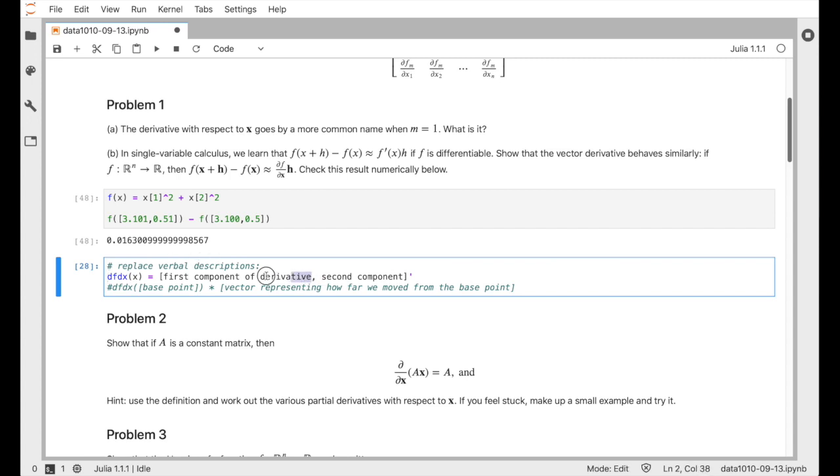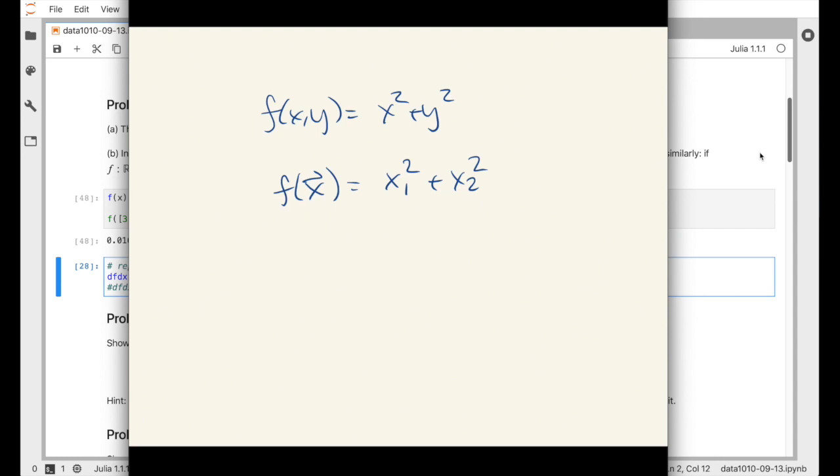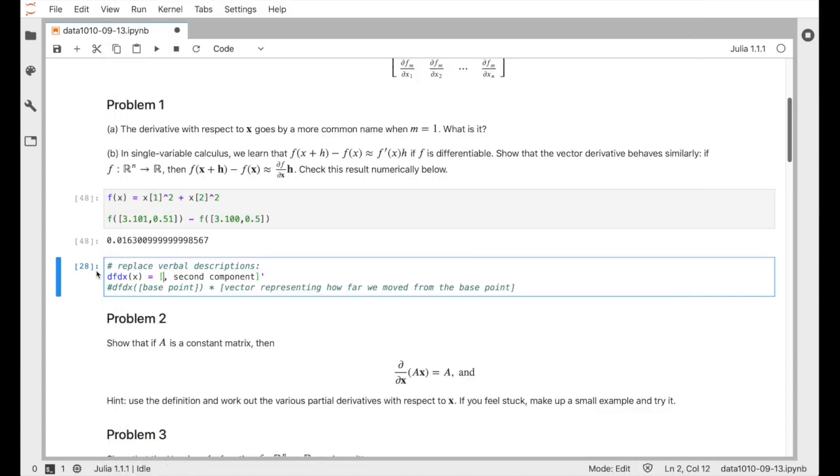So the derivative of f with respect to x, the first component is going to be, maybe it's easiest to think about in this representation. The first component is going to be 2x, because if you differentiate x squared plus y squared with respect to x, you get 2x. Similarly for the second component, 2 times the second component of the input. So coming back over here, the first component is just going to be 2x1, and the second component is going to be 2x2.